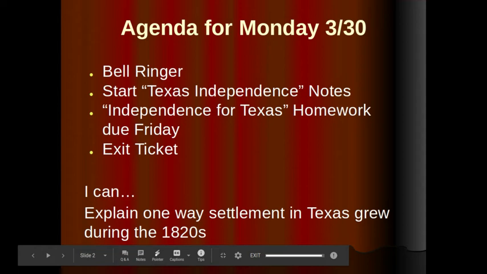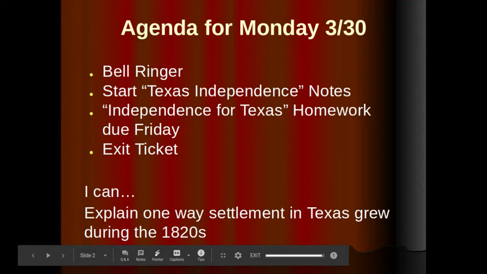Make sure that you do the bell ringer and the exit ticket for today. And then also the Independence for Texas, which is the homework packet that is due this Friday. Make sure that you're keeping up with that. We have already had three due while we've been doing this online digital learning. So make sure that you are keeping up with those. The Independence for Texas is due Friday. It is 13 questions, so maybe do three or four a day just so you're not having to do all of them at one time.